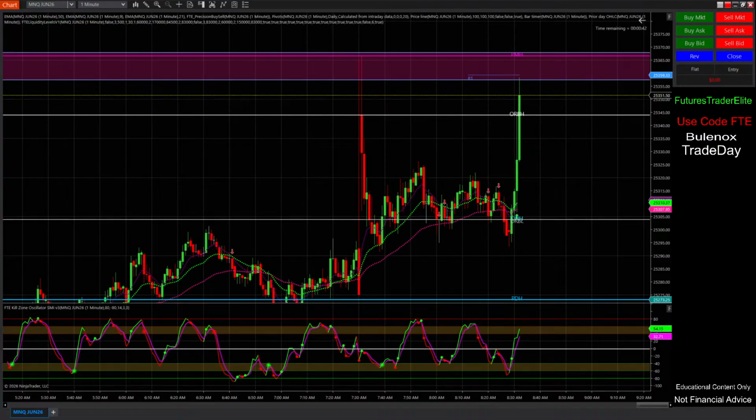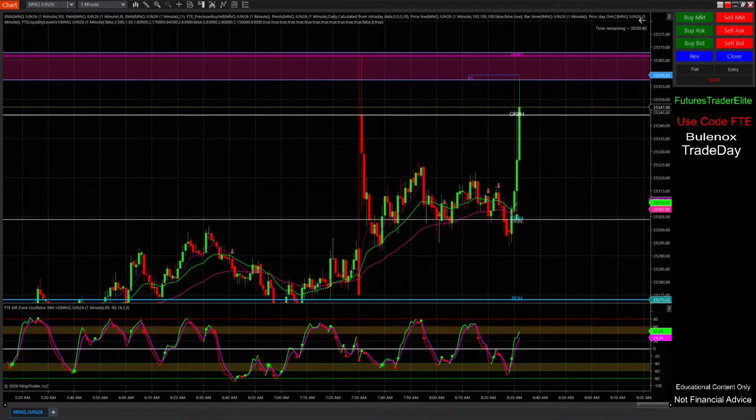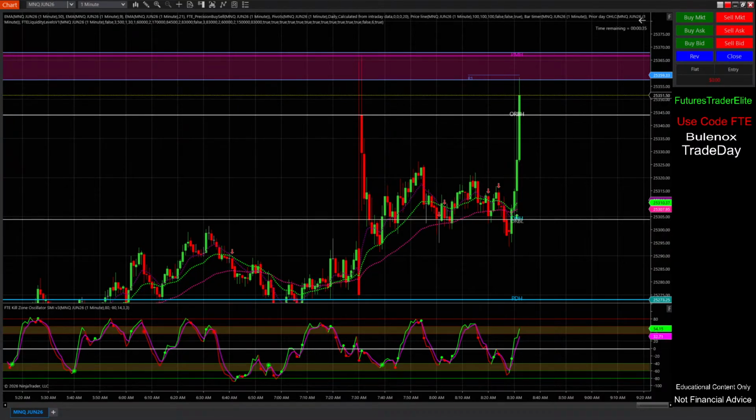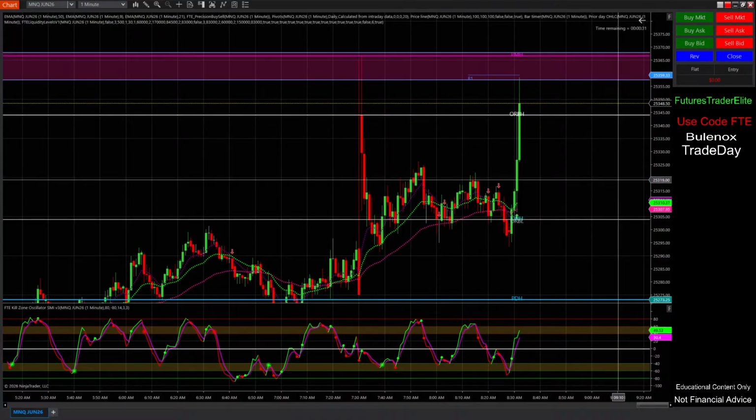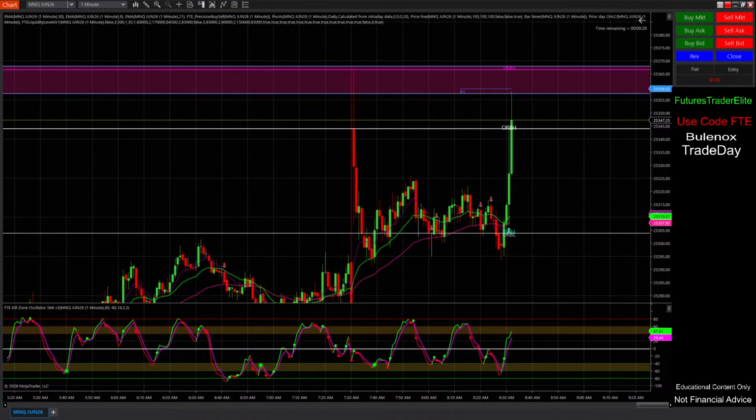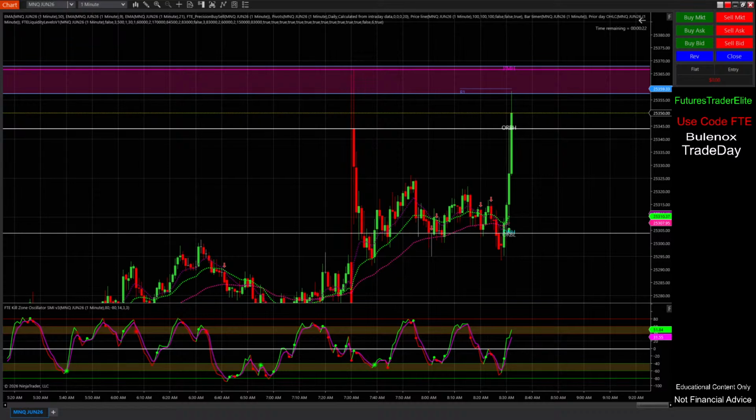I think my treadmill's broke. All right, they're getting up there. Looks like they tagged that R1 pivot there. I think I'll just sit on the sidelines and have a little JOMO until maybe I can find a short entry.